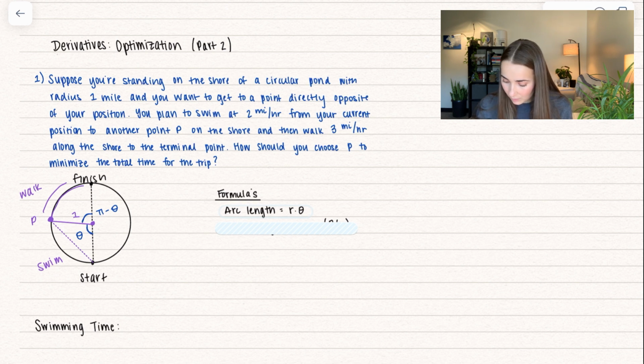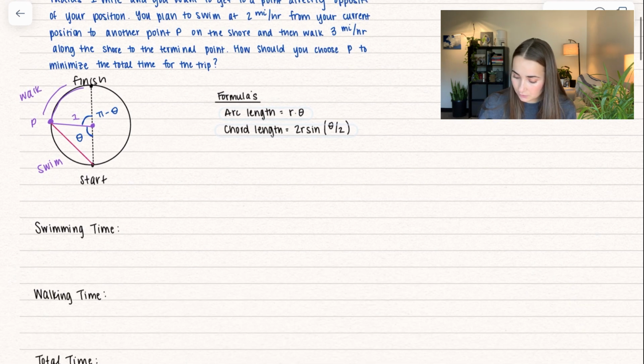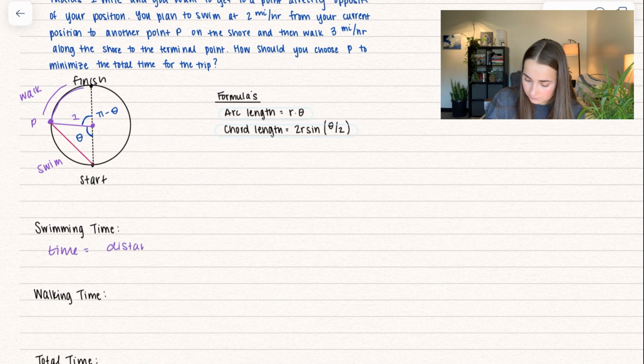Now, to talk about where we're swimming, we're going to have to use a formula for a chord. This is called the chord of a circle, and the formula is given as 2 times the radius times sine of theta divided by 2. So now that we have all these formulas laid out, let's talk about how we can find time. Time is equal to the distance traveled divided by the rate at which we're traveling.